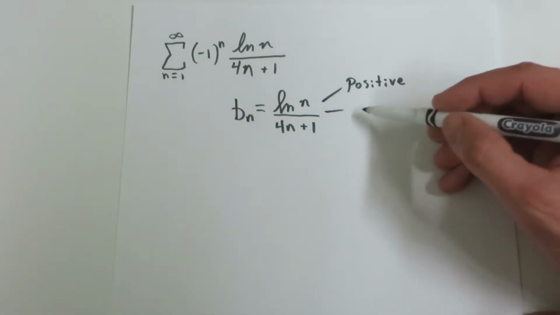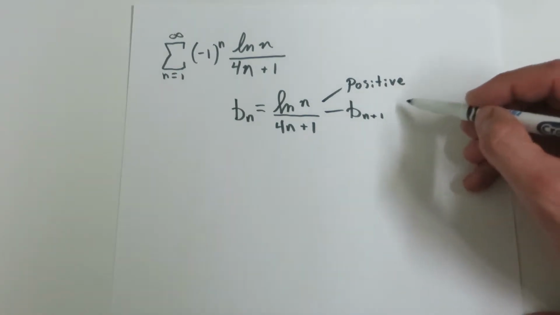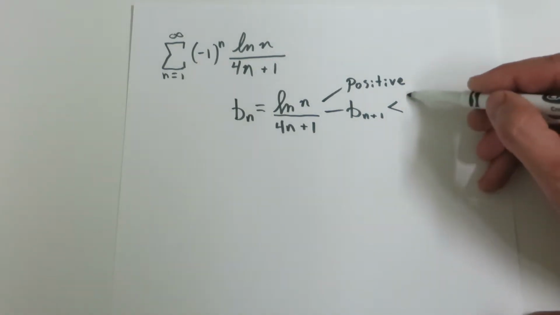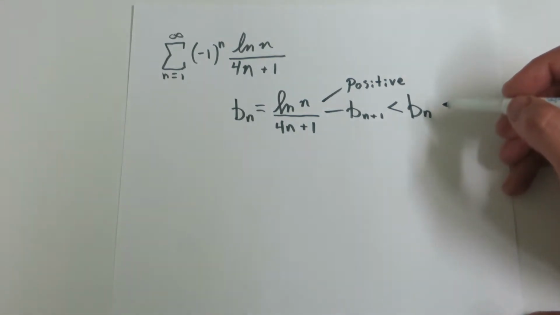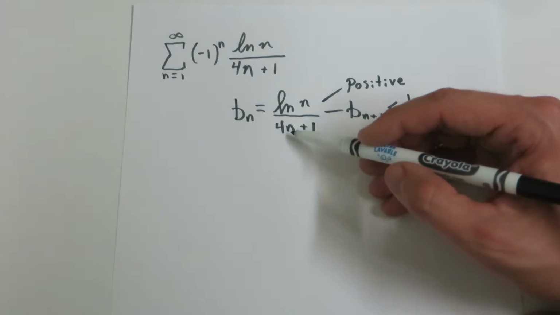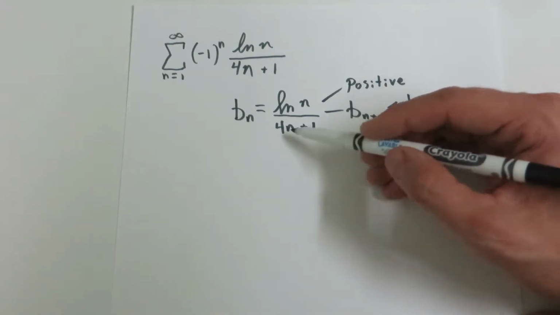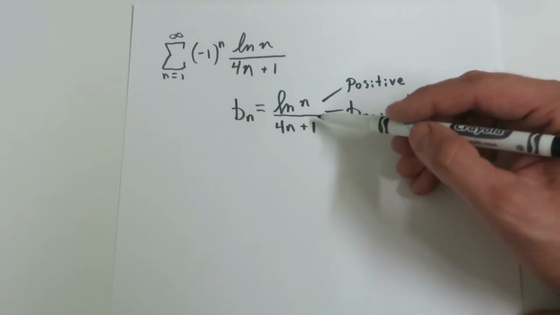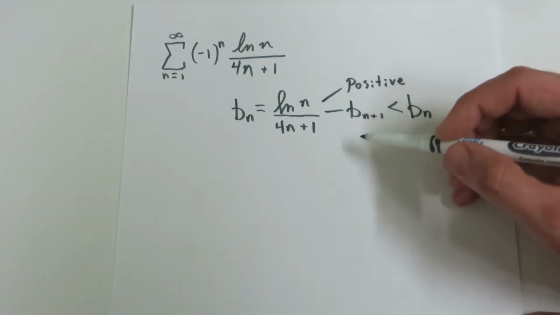We can also see that b sub n plus 1 is going to be greater than b sub n. And we know this intuitively because this denominator, 4n plus 1, is a linear expression. So if you were to graph just 4n plus 1 as a function, it's just going to be a straight line that's going to go straight up.